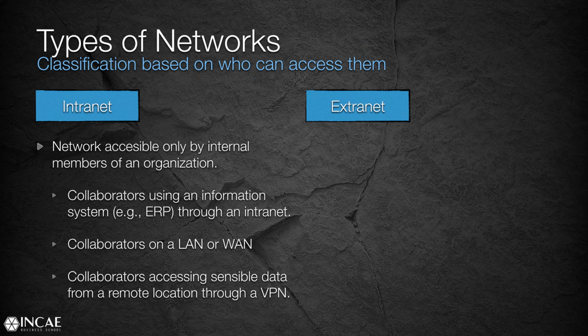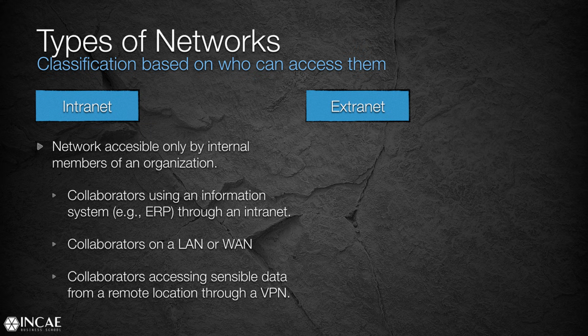For example, everyone connecting in a local area network to the ERP system, to the central information system, is going to be connecting to it through what we would call an intranet. So in general, everyone connected to the local area network or even to our wide area network is going to be part of our intranet.